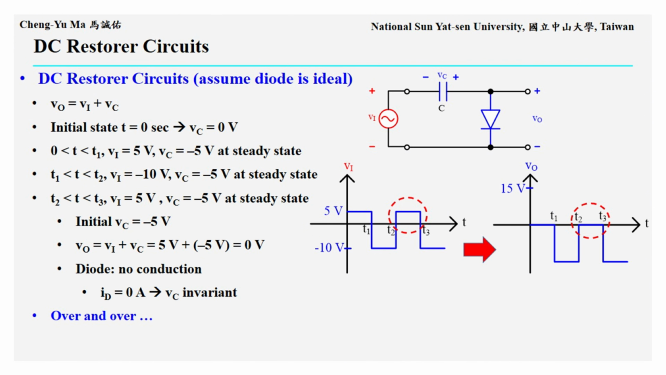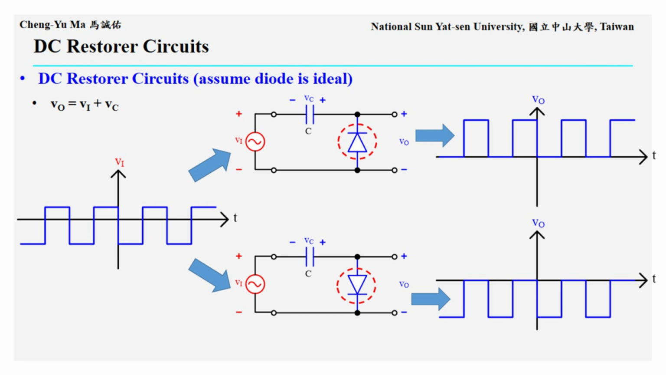Finally, the waveform repeats in the same way. In simple terms, reversing the diode shifts the entire input waveform downward so that the output becomes a negative polarity waveform while the waveform shape remains unchanged. We can now compare the output waveforms of the two DC restorer circuits.